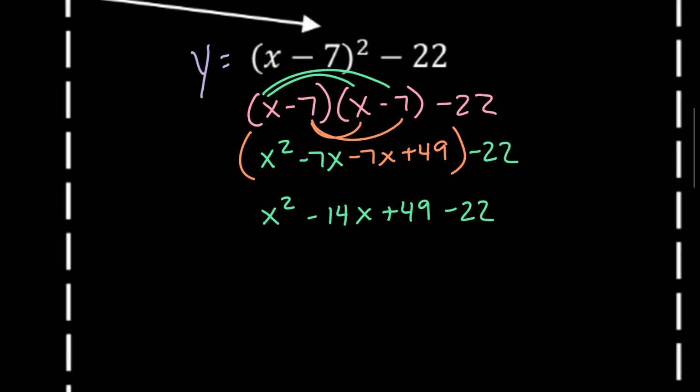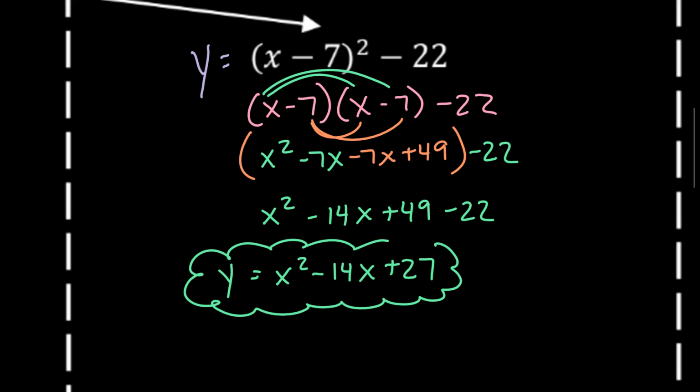And what is the last and final step here? 49 minus 22, and what do we get? 25. No, 27. Okay. So this is our equation in standard form.